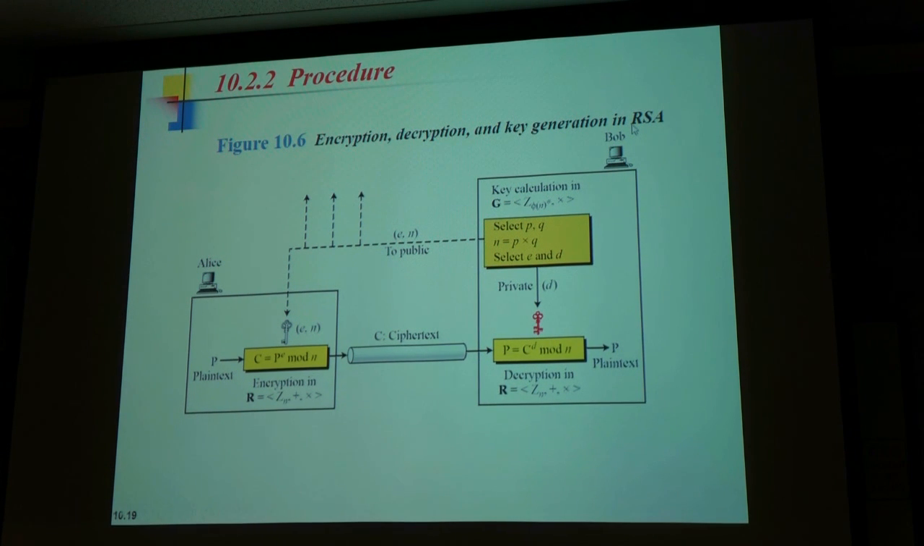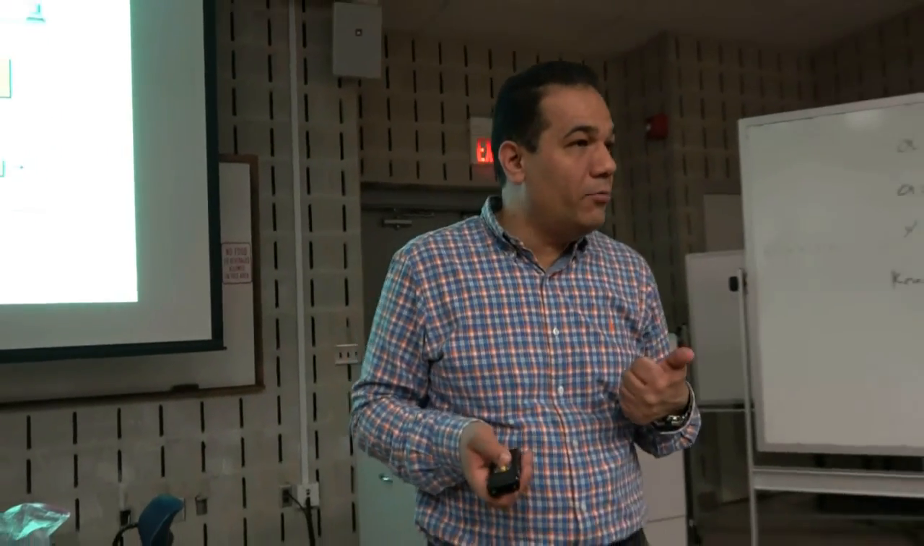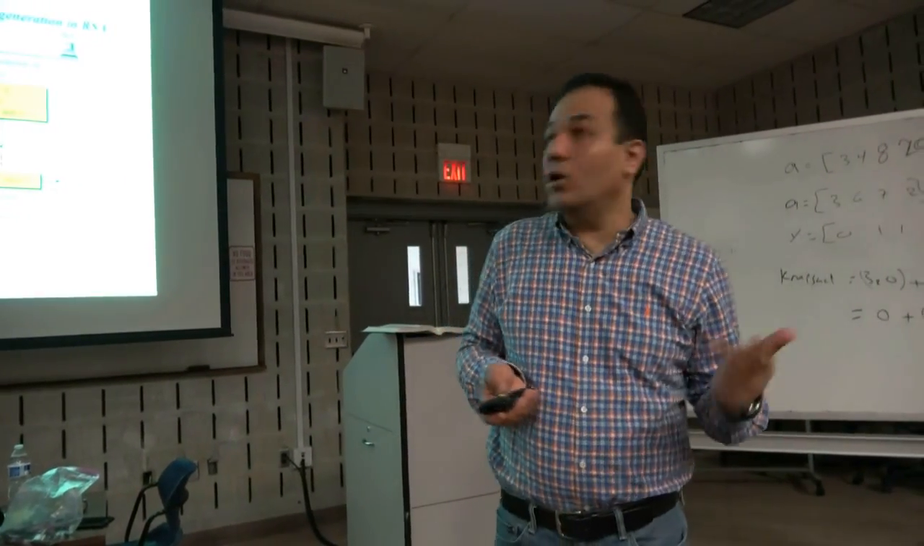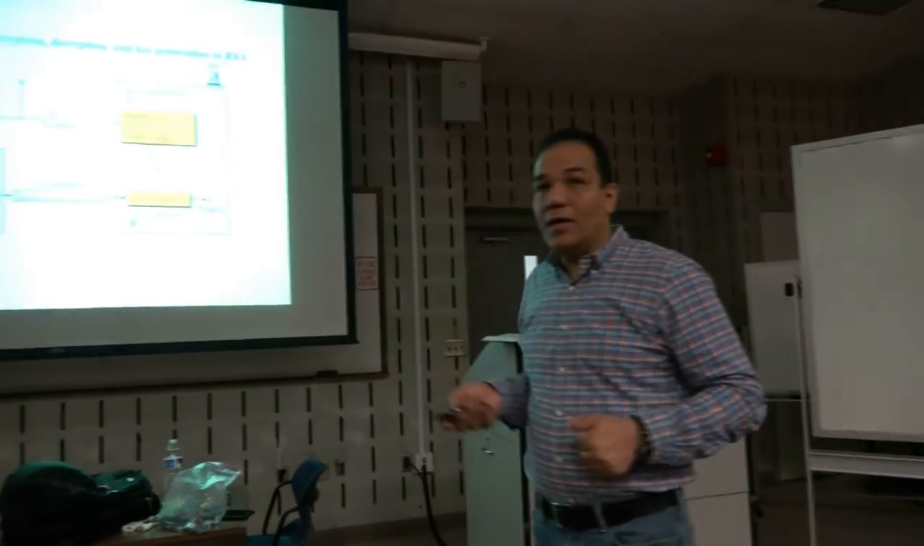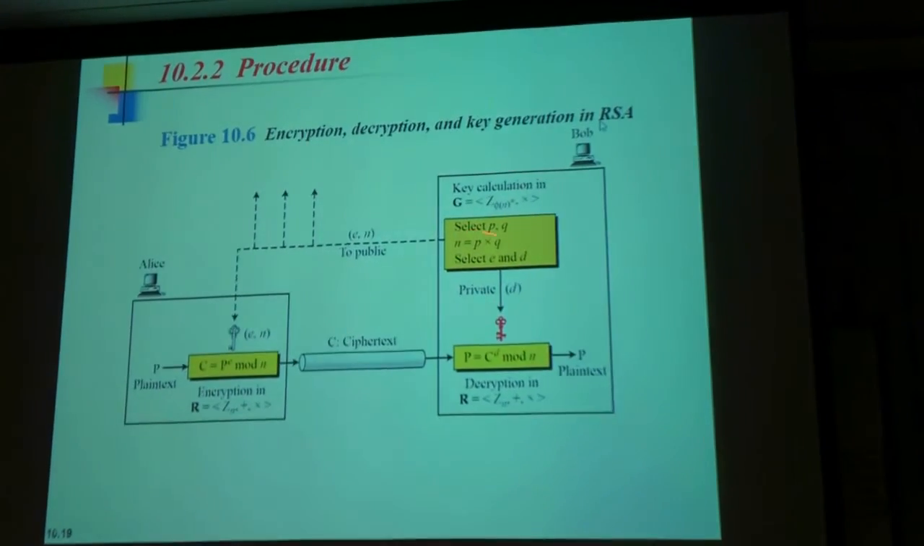Let's take a look at the key generation. With key generation, you have to pick two numbers, P and Q. P and Q have to be primes, and not equal. Then you calculate N. How do you calculate N? P times Q. Then you select E and D.